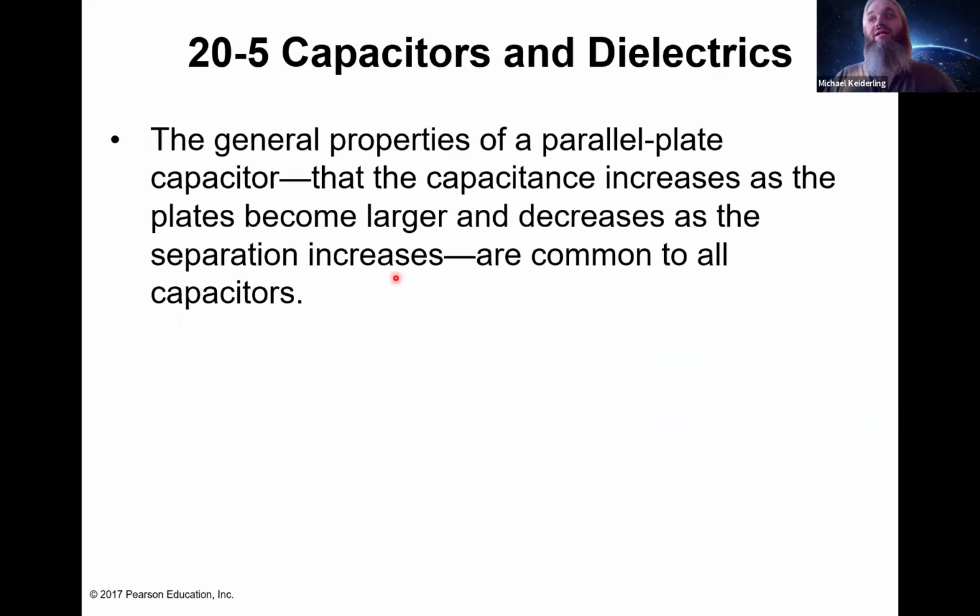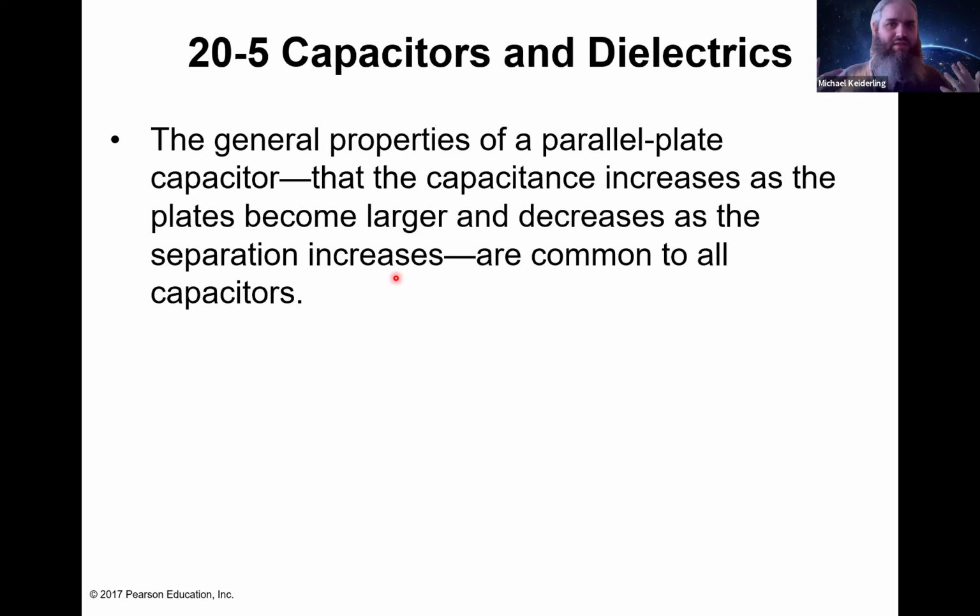Now, the general properties of a parallel plate capacitor: the capacitance increases as the plates become larger and decreases as the separation increases. So to make a higher capacitance capacitor, you need bigger plates and smaller separation. That is true to all capacitors, no matter how they're designed. Lots of things have capacitance. In all likelihood, your phone probably uses measurement of capacitance to figure out where you're touching.